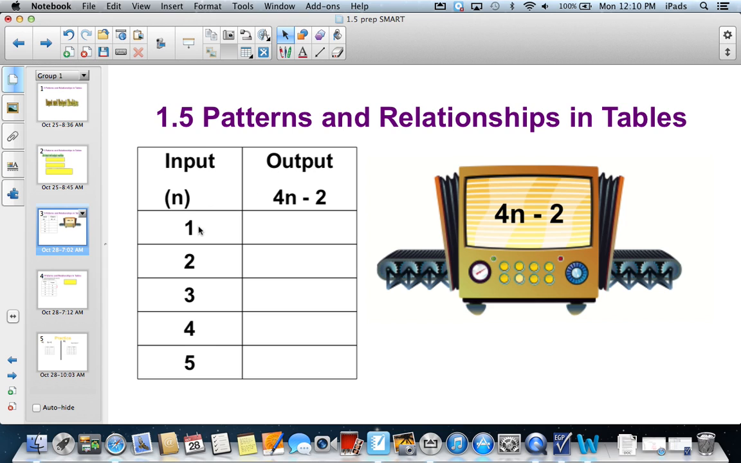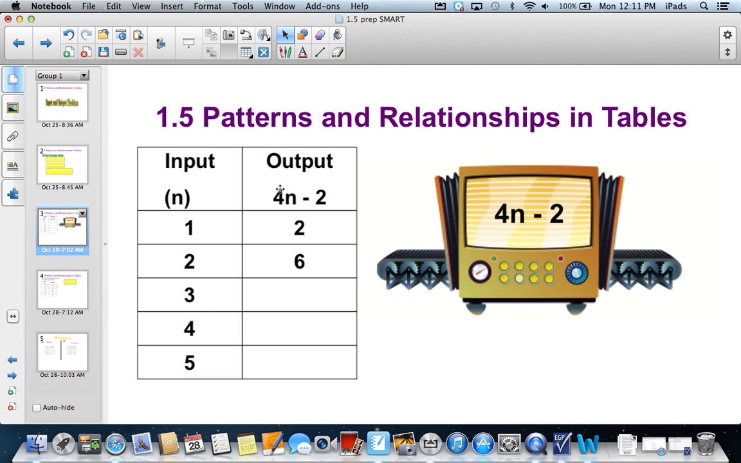So if I put 1 into the input-output machine, it's going to go through the expression 4n minus 2, and it will come out as something different. Well, 4n minus 2, if I substitute the 1 in, is 4 times 1 minus 2. 4 times 1 is 4, minus 2 is 2. Now, the next number, if I put 2 into the input-output machine, 4 times 2 is 8, minus 2 is 6.